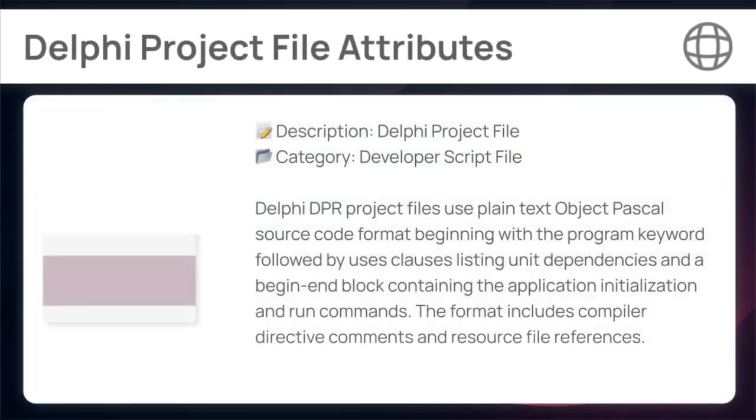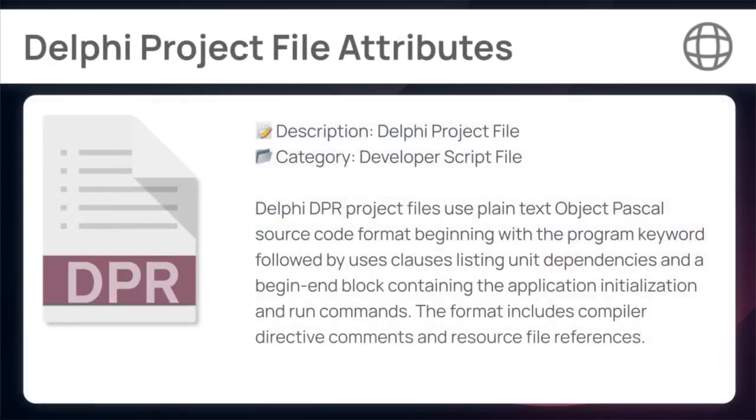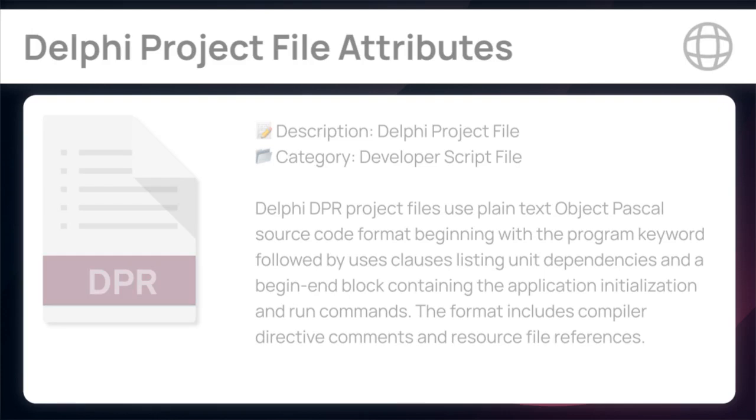Delphi DPR project files use plain text, Object Pascal source code format, beginning with the program keyword, followed by uses clauses listing unit dependencies and a begin-end block containing the application, initialization, and run commands. The format includes compiler directive comments and resource file references.